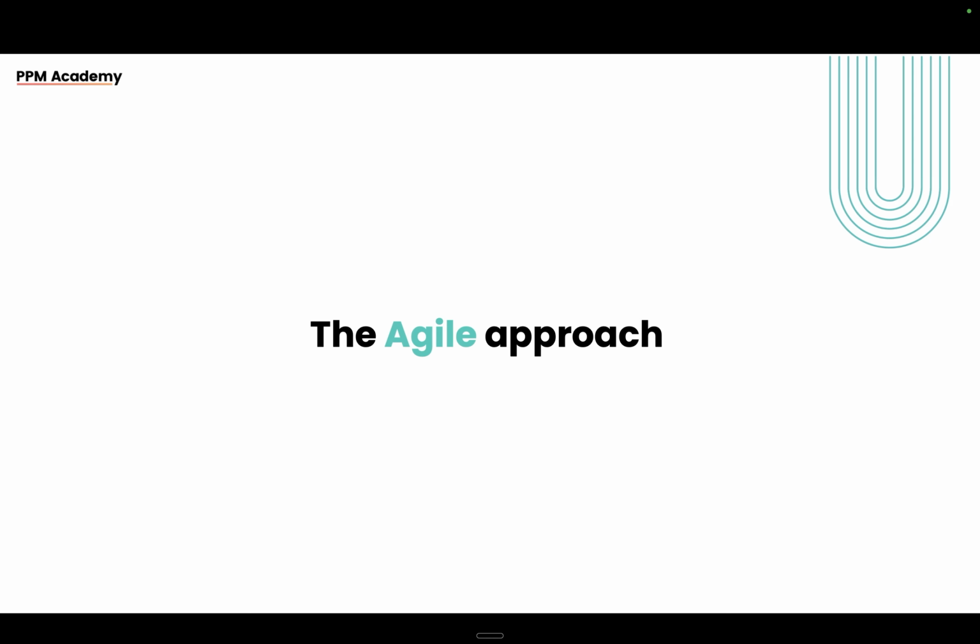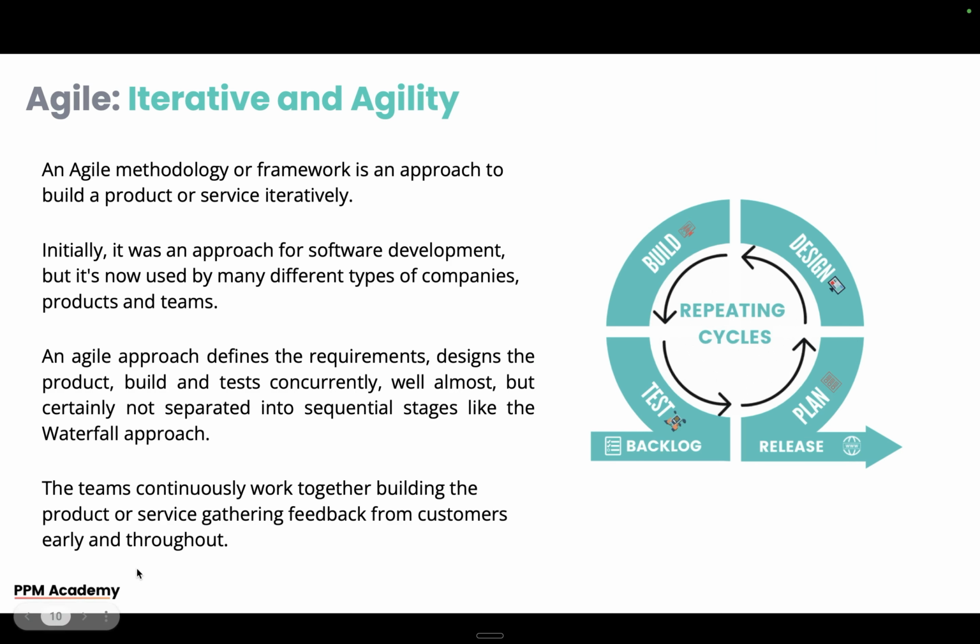And the agile approach. I'm going to do the same now. We'll go into a bit more detail about what it is, advantages, disadvantages, and then we can start to summarize at the end. And then obviously you can make up your own decision. Iterative and agility. So an agile methodology or framework is an approach to build a product or service iteratively.